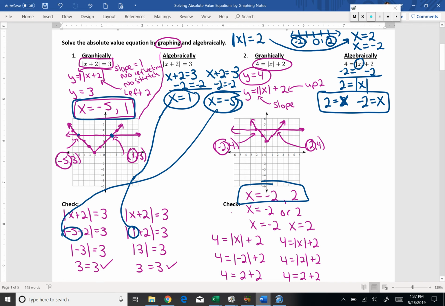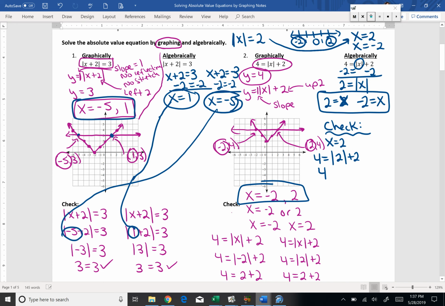How do you check? You check the same way, and actually it looks like we probably have a little more space on this one. So let's go ahead and check. I just want to show you, you do things the same way, and maybe some of us might need that extra little check as well. So when we check, let's start with x equals 2. We have 4 equals the absolute value of x plus 2. So instead of x, we're going to put a 2, and then we have a plus 2 on the end.